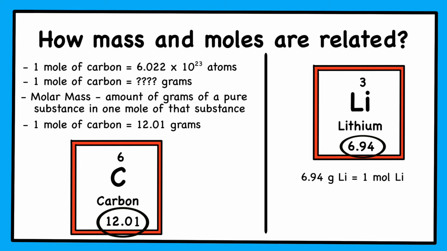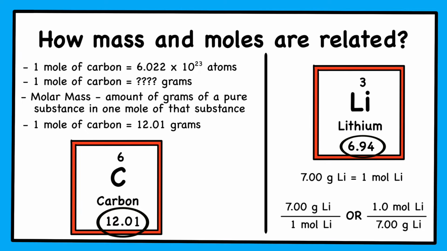For most calculations, we can round up to the nearest whole number. So in this case, we would say that there is roughly 7 grams of lithium per 1 mole of lithium. In problems, we can represent this as 7 grams of lithium over 1 mole of lithium, or 1 mole of lithium over 7 grams of lithium, depending on what the problem is wanting us to solve for.